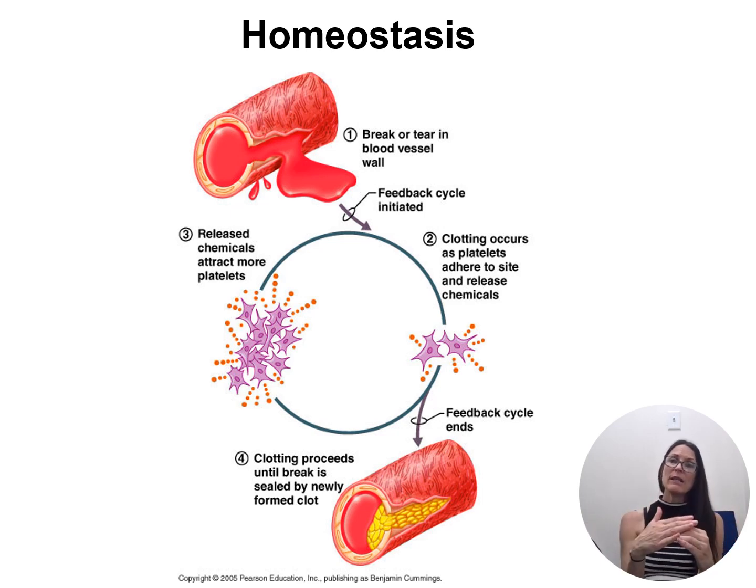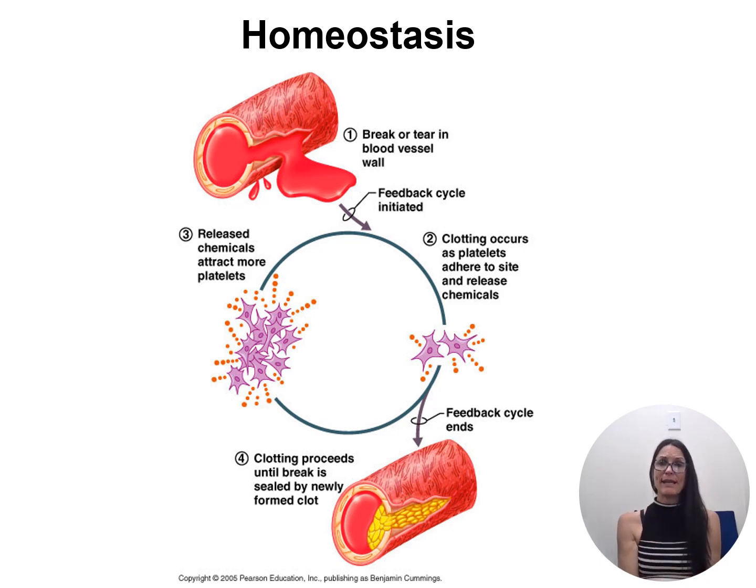They come in, they clot, and they're going to keep coming as long as you're bleeding. So bleeding is the stimulus. The feedback cycle is going to end when the blood stops, all right? And then the clotting is going to proceed until the break is sealed completely, and then you go back into that cycle. You're going to heal, and then when you're cut again, the cycle is going to continue. So this is considered a positive feedback loop.